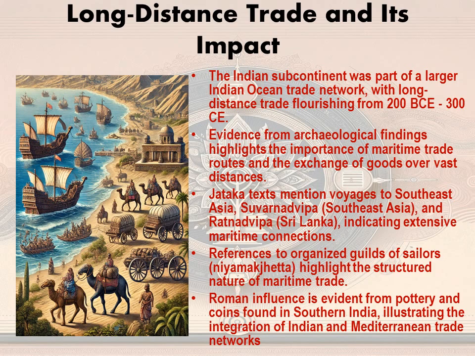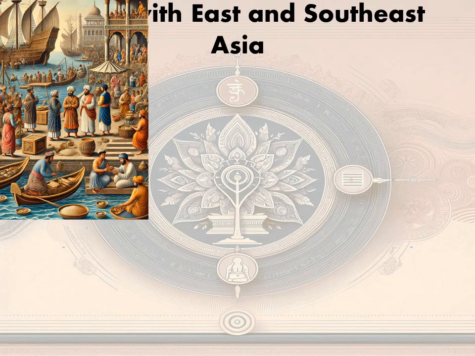Roman influence is evident from the pottery and coins found in southern India, illustrating the integration of Indian and Mediterranean trade networks. So, it was not only the Indian Ocean region where trading activities used to be conducted, but also India had very good connections with the Roman Empire, and that can be evidenced from the fact that Roman coins are found in various parts of South India.